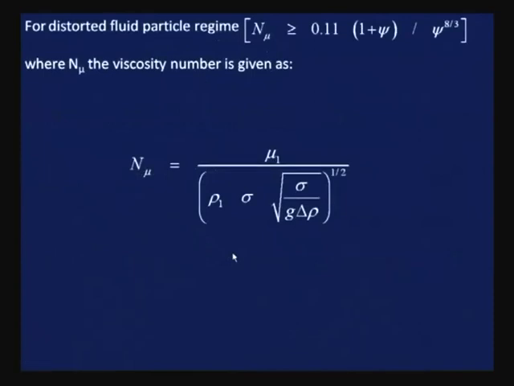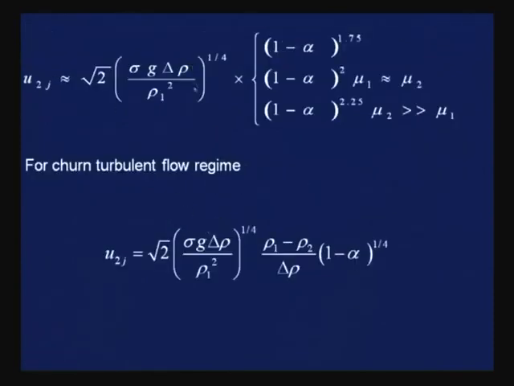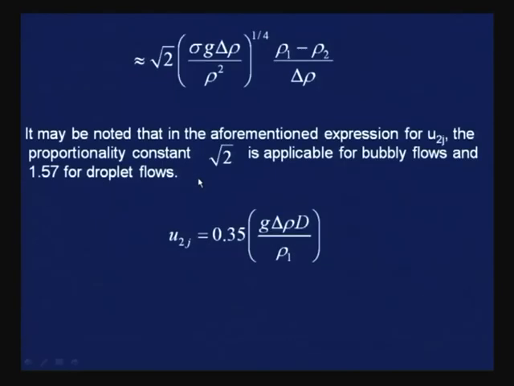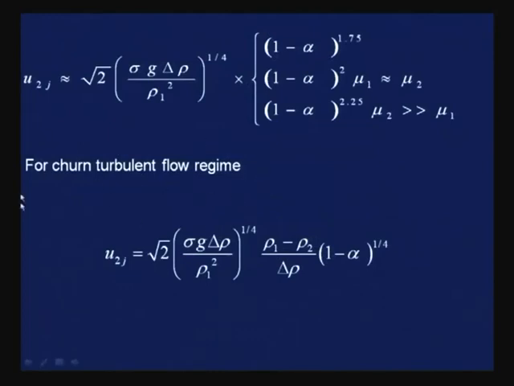And then for distorted fluid particles, again we have different things. For the churn turbulent flow regime, these are equations for U2J. We know that alpha into U2J is nothing but J21. Okay? And I would like to mention what this churn is, and for the bubbly slug flow, probably this is the equation. Yeah, for the churn turbulent flow regime.